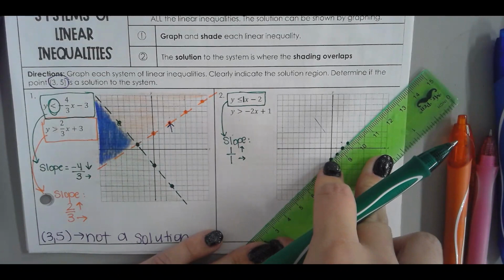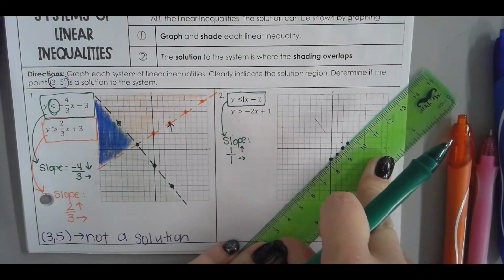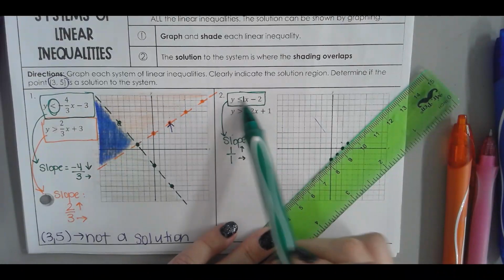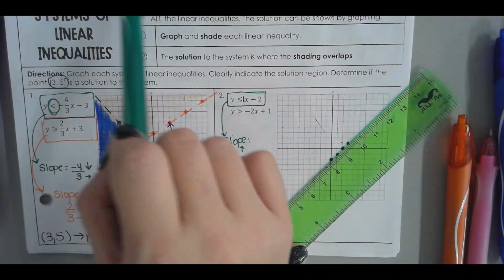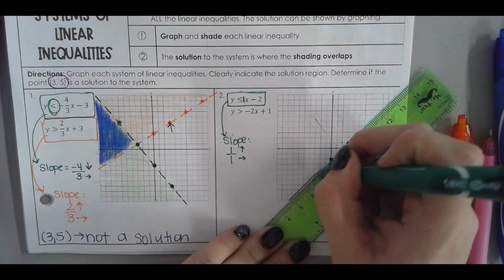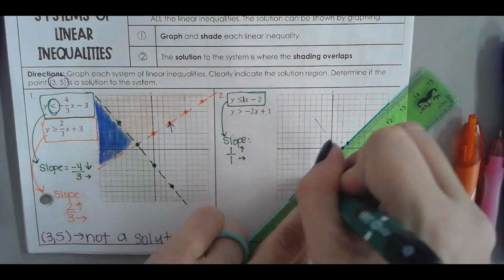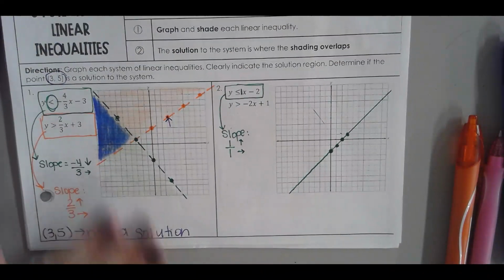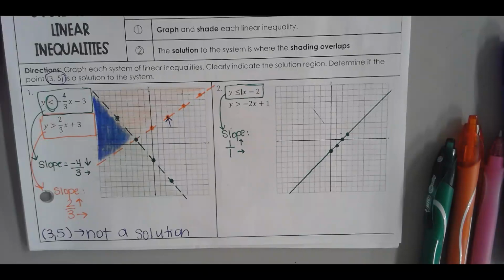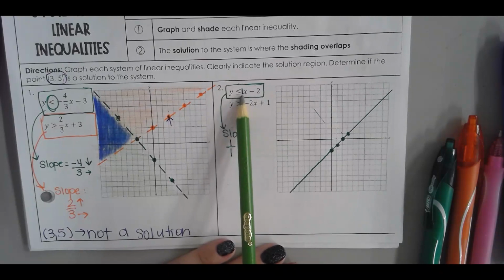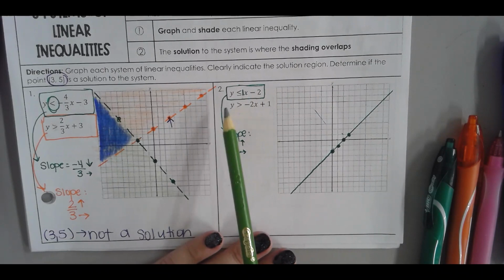Is my line going to be dashed or solid? Solid. Notice this is less than or equal to. It has that extra line. If you look up to the chart, we wrote solid line. So I'm going to do a nice solid line. Am I going to shade above that line or below? Below. It's the less than, so that's below.